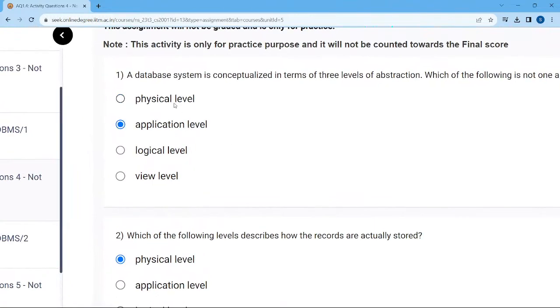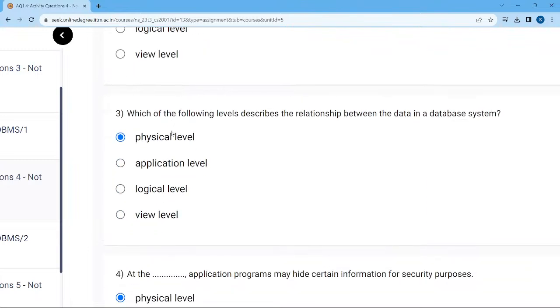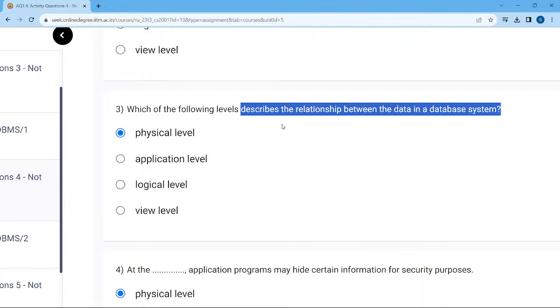Application level. We saw physical level, we saw logical level, we saw view level, but not application level. Which of the following levels describes how the records are actually stored? It would be physical level, as I said. Where and how is it stored? As in instructor, how the table is stored in the instructor data set, right? That one.